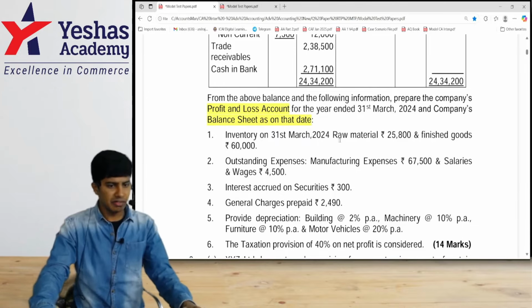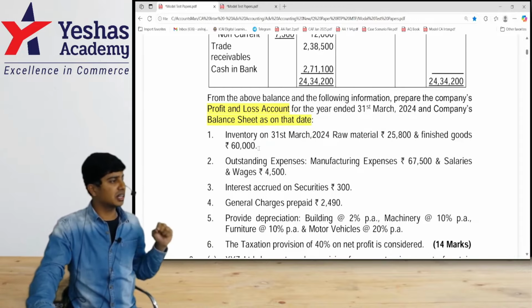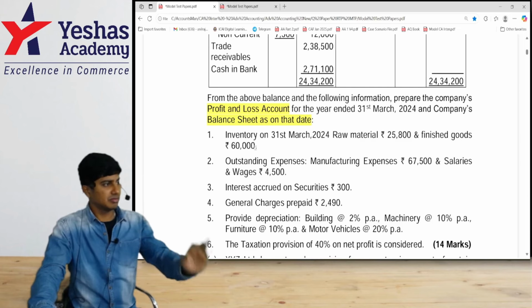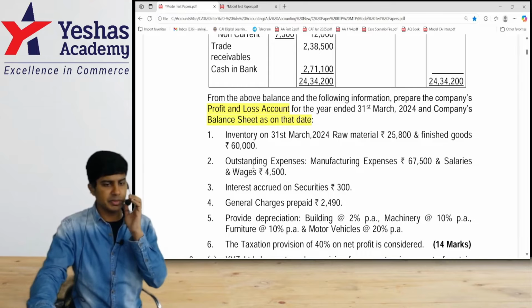This is closing inventory. Closing inventory will appear at 2 places in our financial statements. First place, it has to be reduced from opening inventory in the statement of profit or loss under the heading changes in inventory. Second place, this will appear in our balance sheet as inventories. Understood? Asset side.